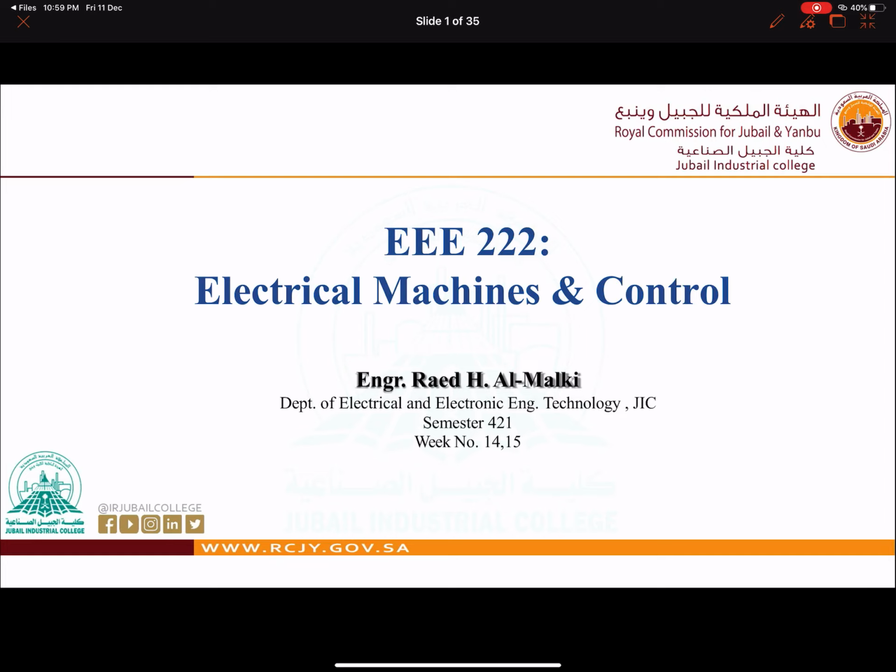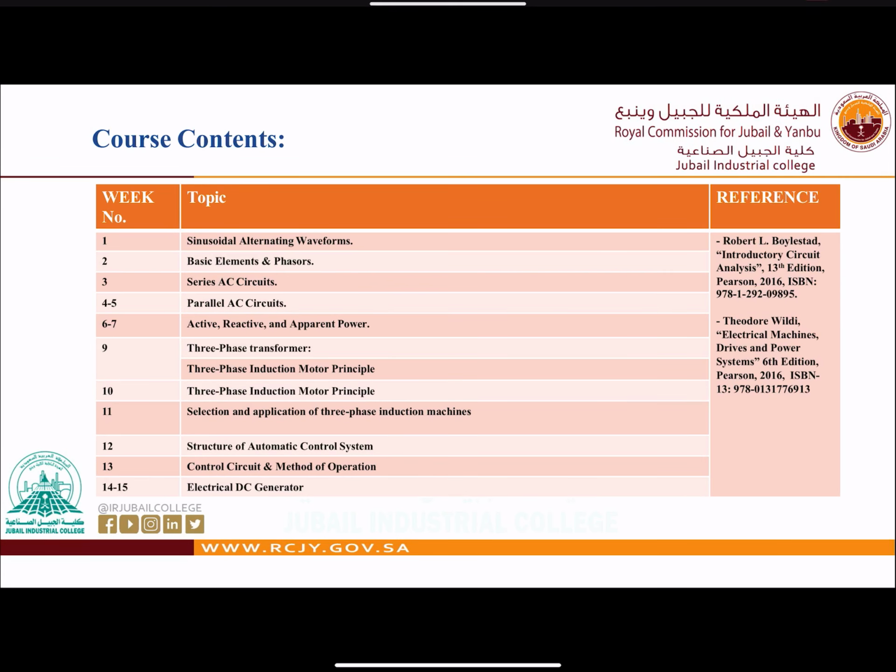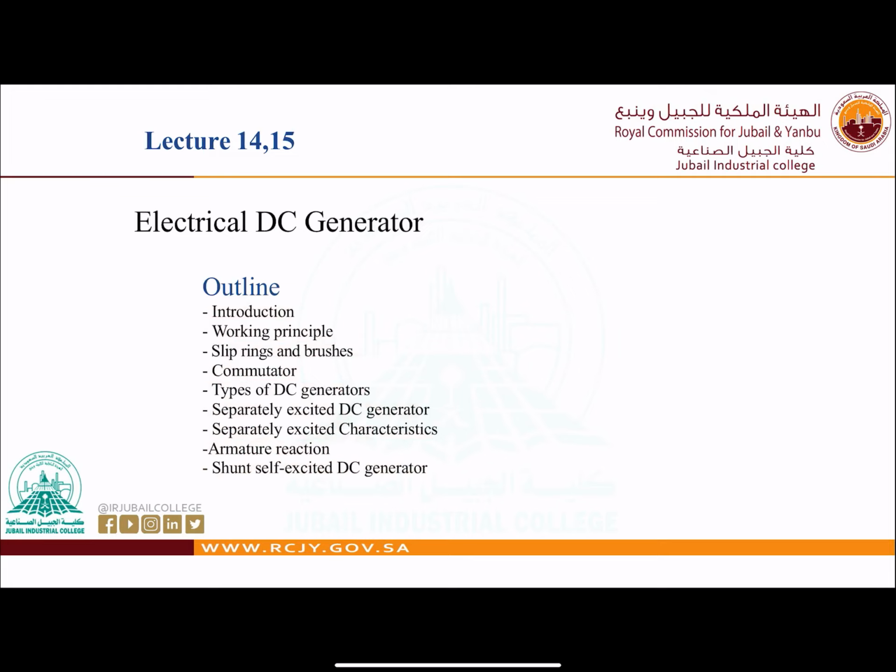Inshallah, in this lecture, we are going to discuss the electrical DC generator. We are going to outline an introduction about DC generators. We will see the working principle of a DC generator. We are going to introduce slip rings and brushes. We will see how we can get a DC current by using a commutator.